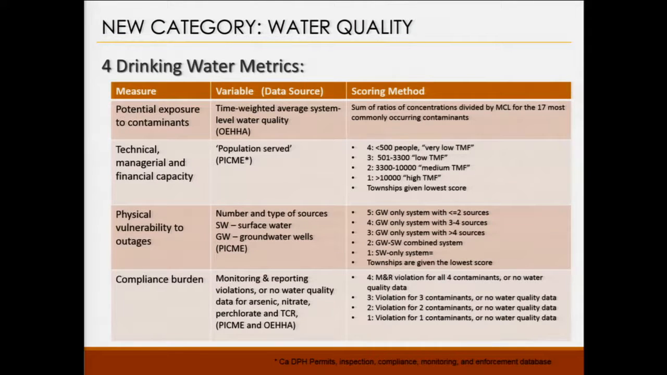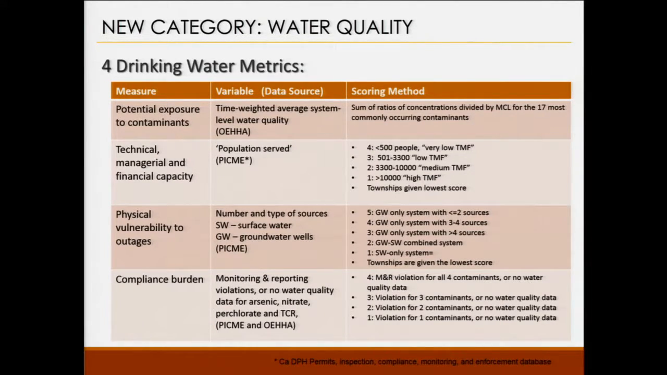We're also looking at a metric of physical vulnerability to outages, and this is really having to do with whether it's a combination of ground and surface water, only surface water, or only groundwater used, and the number of wells. So the idea here is if a system is only on groundwater, and if it's depending on fewer wells, it is more physically vulnerable to outages, contamination from underground sources, and so forth. And then we have a final metric, which is the compliance burden metric.